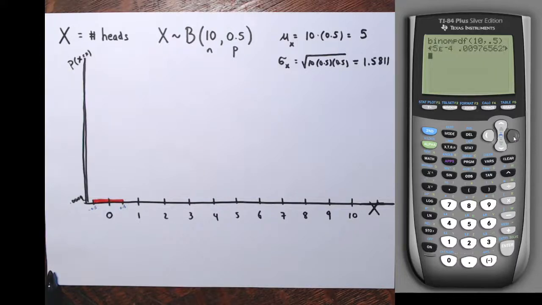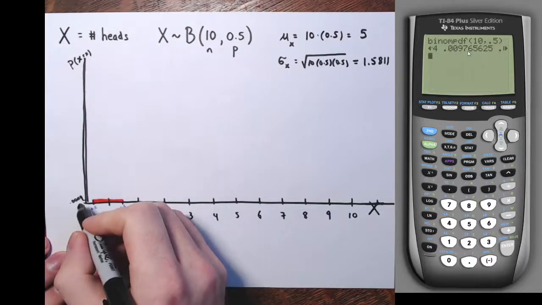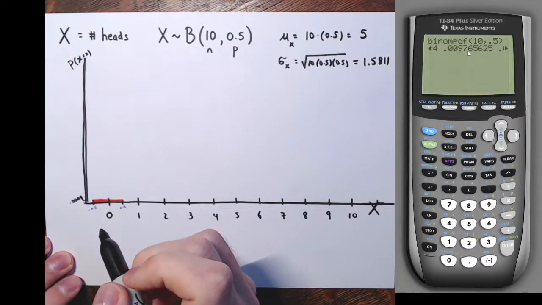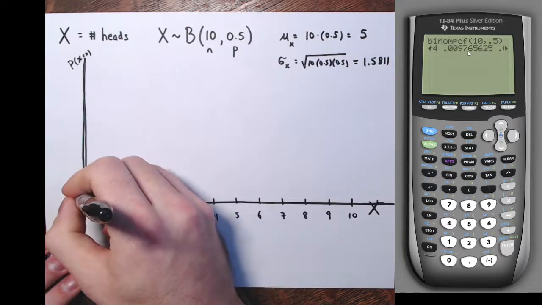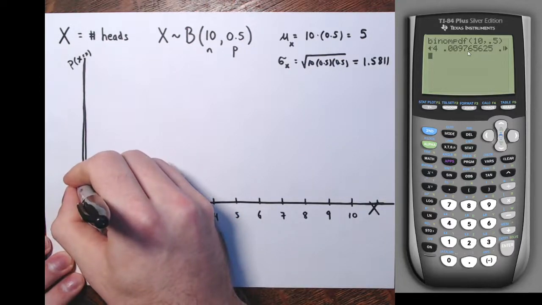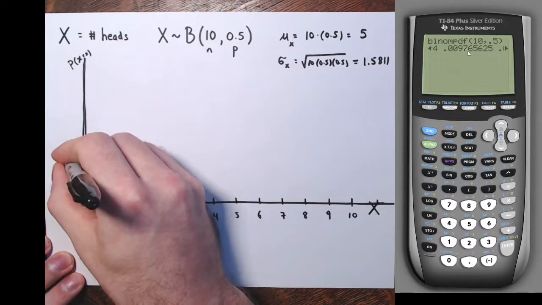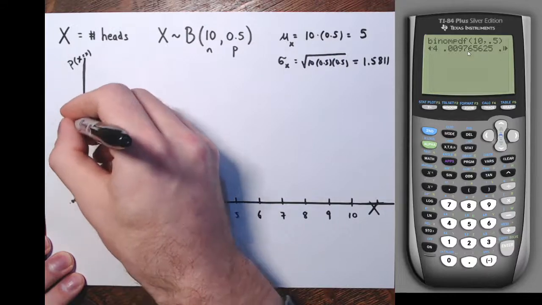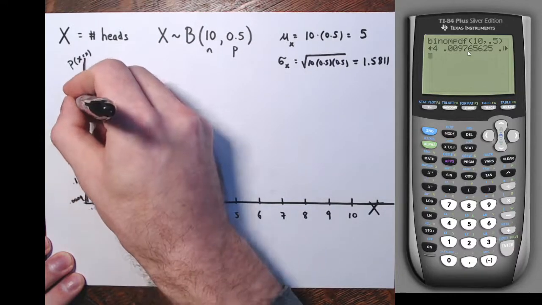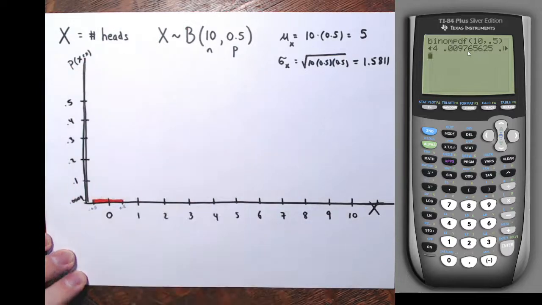And on the calculator, if I scroll through, the next number that shows up is 0.0097. This is the probability of 1 success, flipping 1 head. So 0.0097. I'm going to start doing this. This is very, very tiny, so I'm going to mark off some stuff here. Let's say this is 0.1, 0.2, 0.3, 0.4, 0.5. I don't think any of the probabilities get that high.